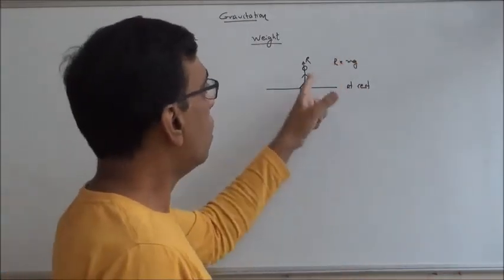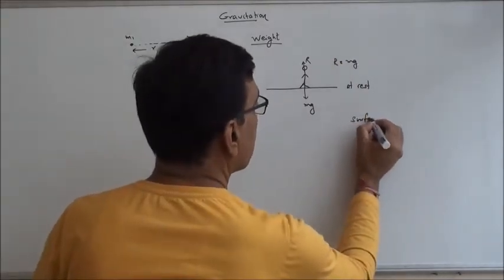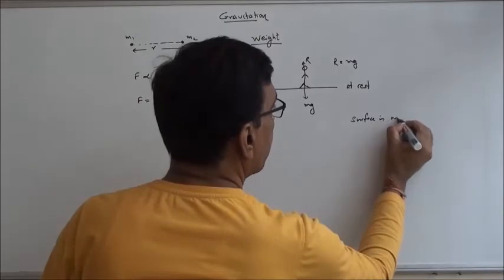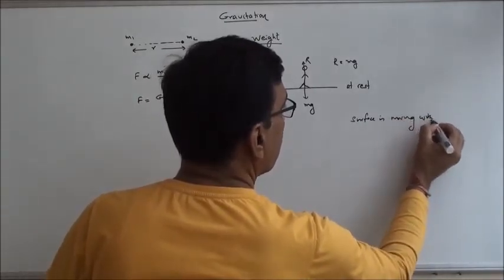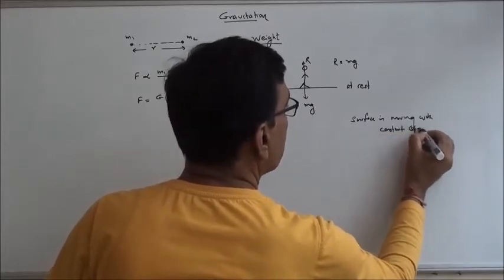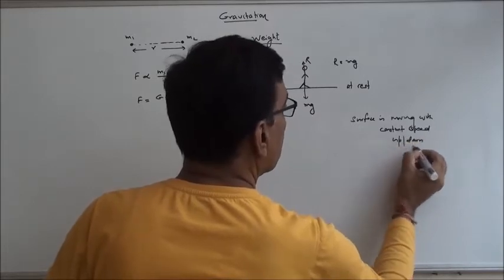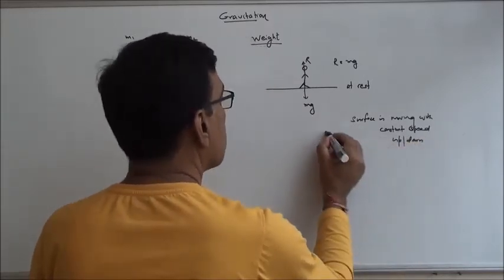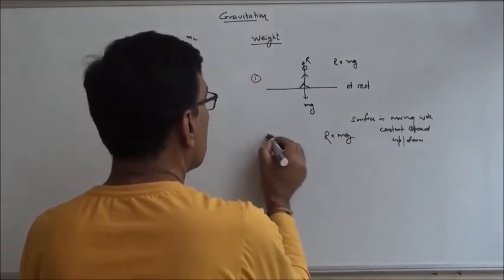It's possible to create situations in which R and mg are no longer equal. It is equal when the surface is at rest. If the surface is moving with constant speed up or down, then again acceleration is 0, so R will be equal to mg. This is case 1, this is case 2.